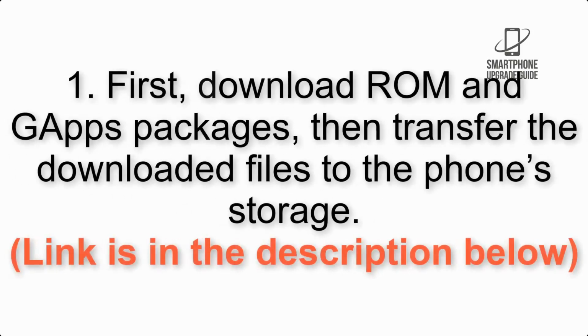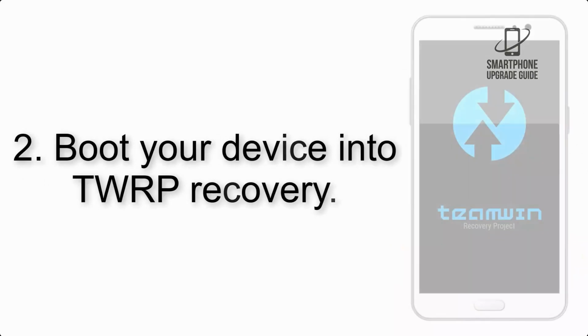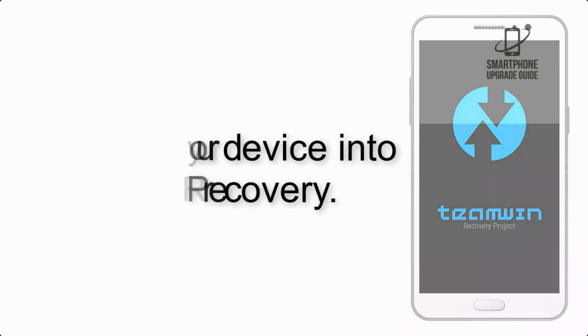First, download ROM and GApps packages, then transfer the downloaded files to the phone storage. Link is in the description below. Step 2. Boot your device into TWRP recovery.